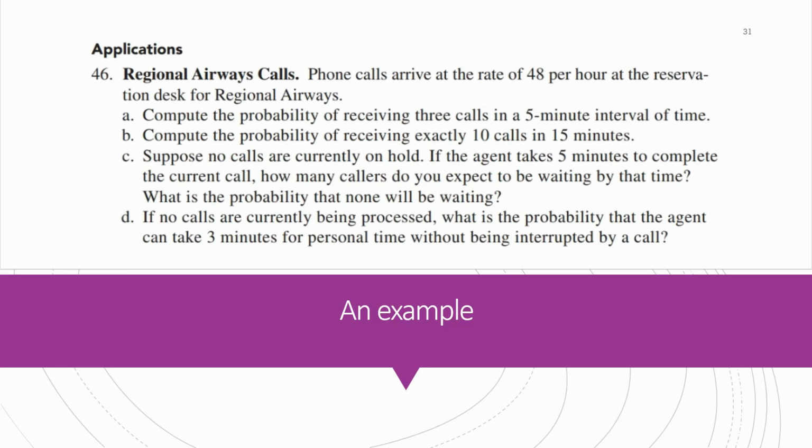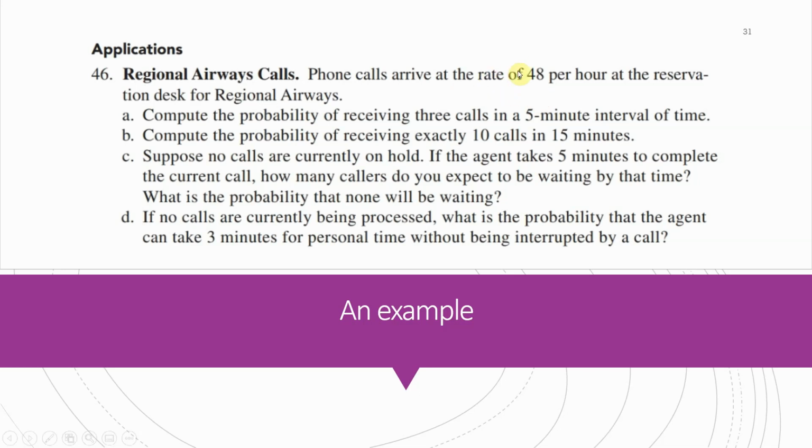Okay, so let's do an example. Here's the example. Phone calls arrive at the rate of 48 per hour at the reservation desk at an airport. So again, we already know that we're working with the Poisson. Phone calls arrive, and phone calls are discrete. You can get 1, 2, 3 phone calls. It's not as though someone can make 1.2 phone calls. So how many phone calls are coming in? Those are discrete numbers. It's a discrete variable.